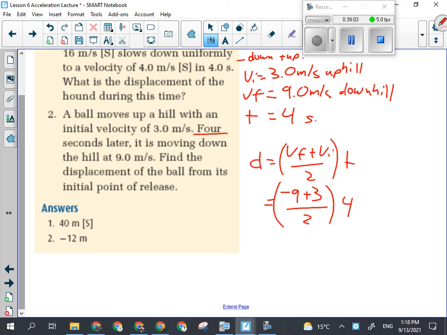All right, what's -9 plus 3? -6. -6 over 2 is -3 times 4, -12. Okay, now my final answer is not going to get written that way. My final answer is going to get written this way. 12 meters downhill.